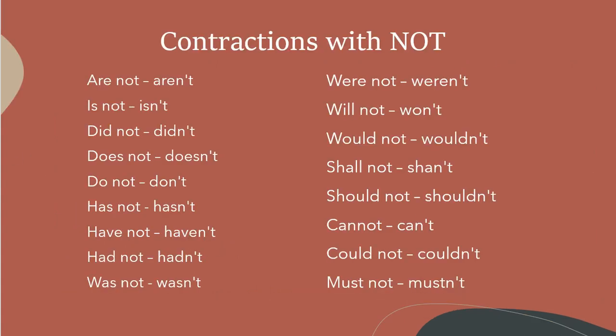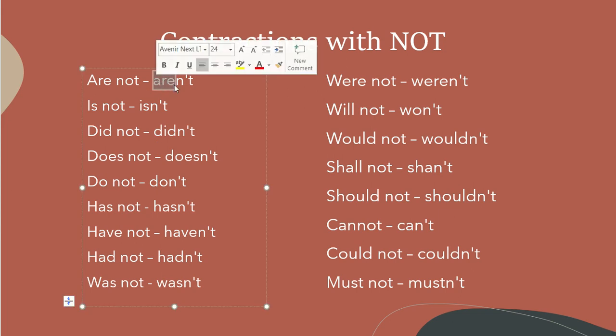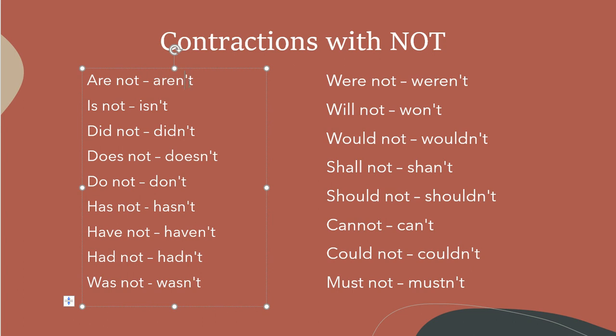Okay? So let us see. See, are not. Can you see A-R-E, R is there. I have kept N. I removed O, so in the exact place of O, apostrophe T. Is not. So IS is there. In case of not, N is there. I removed O, so in place of O, apostrophe T. Did not. So D-I-D did is there. N is there. I have removed O, so apostrophe T. So doesn't, don't, hasn't, haven't, hadn't, wasn't, weren't.